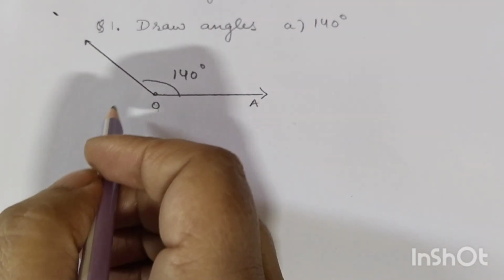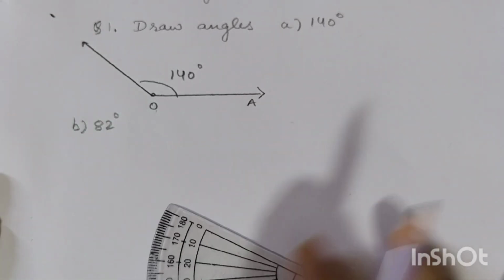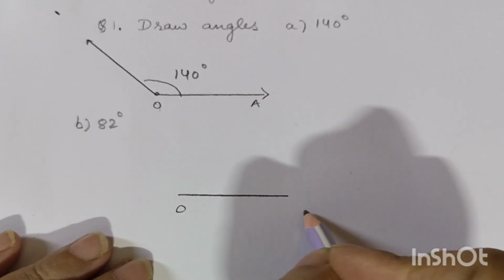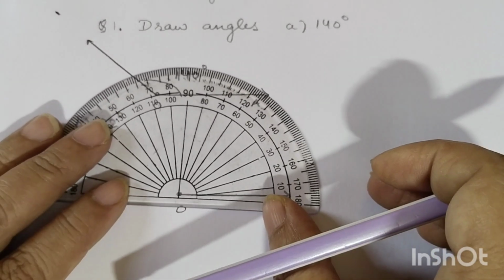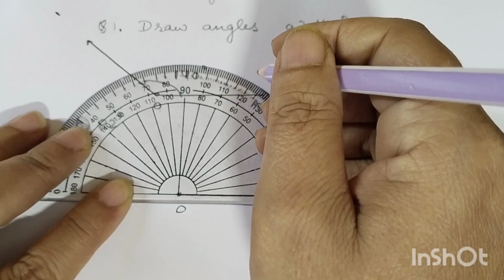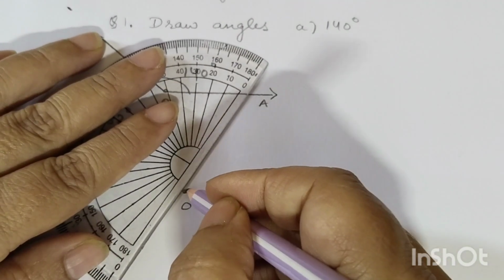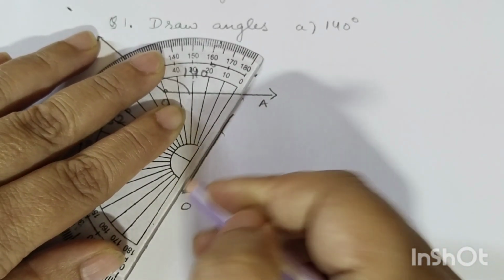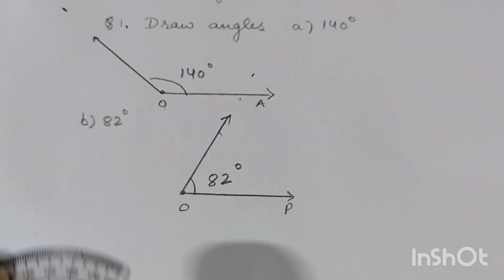Next one is B part, 82 degree. Again mark a ray OP. Place the protector like this. Mark a point at 82 degree. Join the dot. You will get an angle of 82 degree.